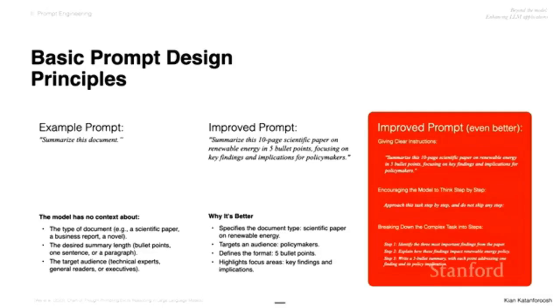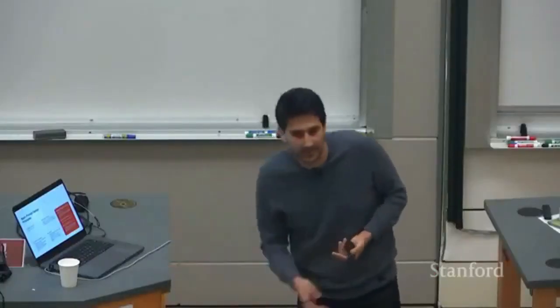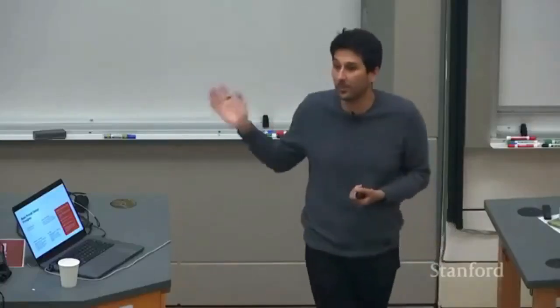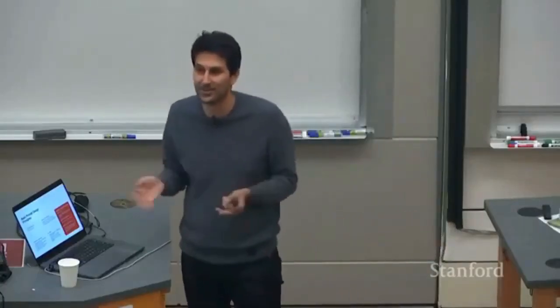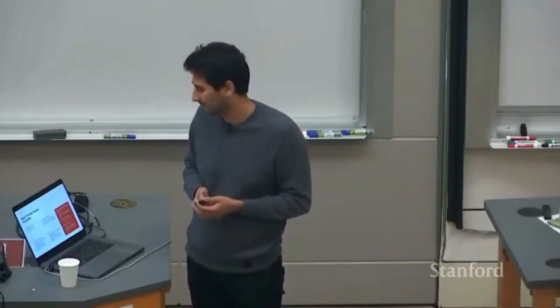And then you give it some steps such as: step 1, identify the 3 most important findings. Step 2, explain how each finding impacts renewable energy policy. Step 3, write the 5 bullet summary with each point addressing a finding, etc. So, chain of thought. I linked the paper from 2023 that popularized chain of thought. Chain of thought is very, very popular right now, especially in AI startups that are trying to control their LLMs.